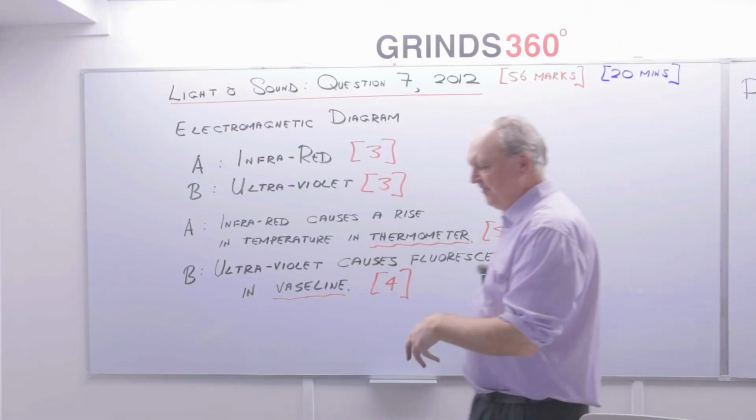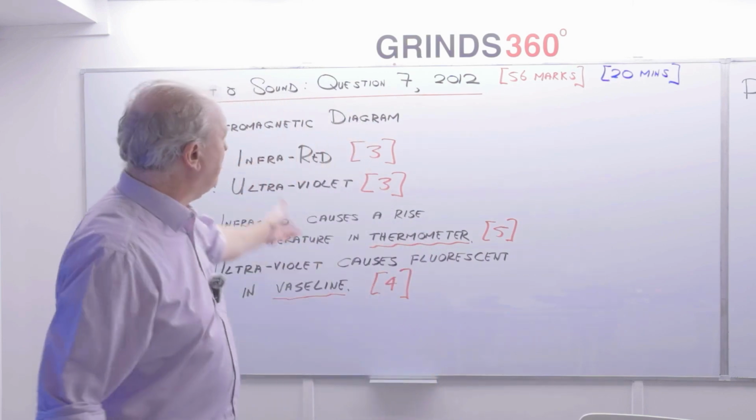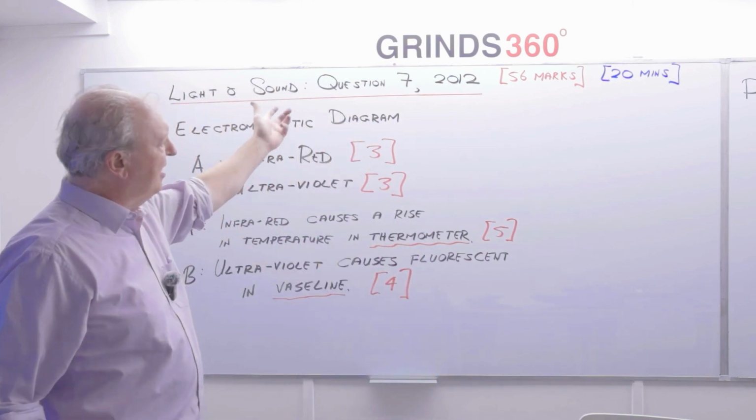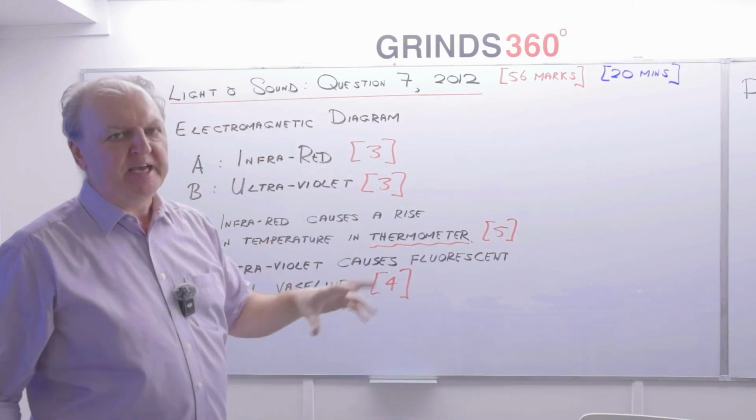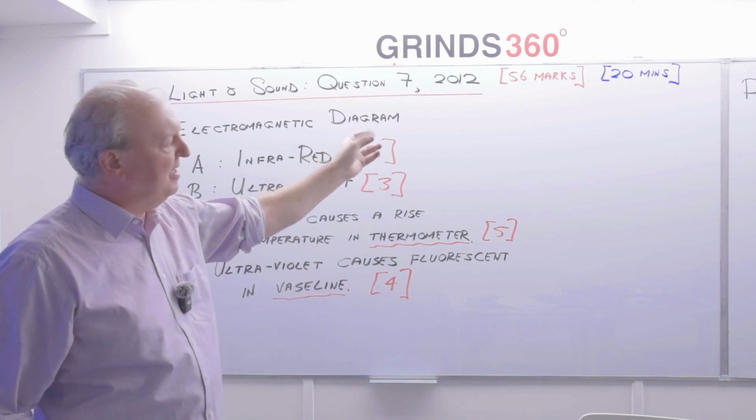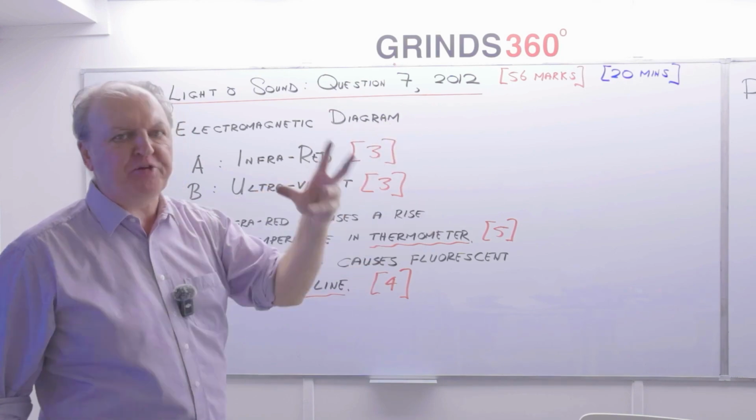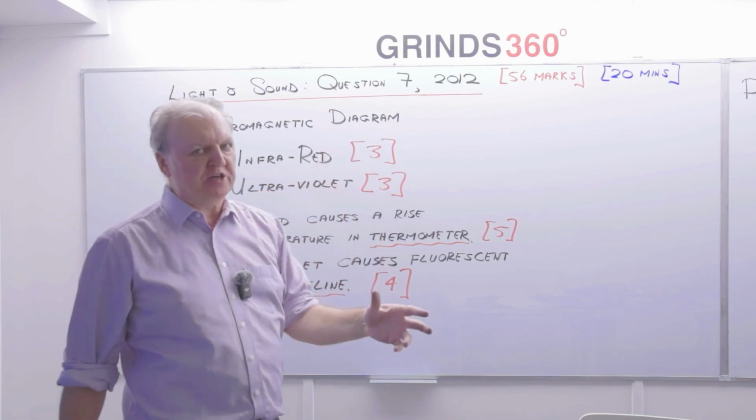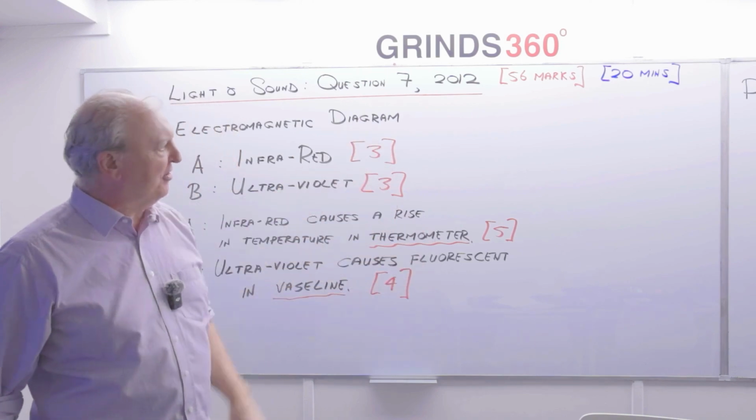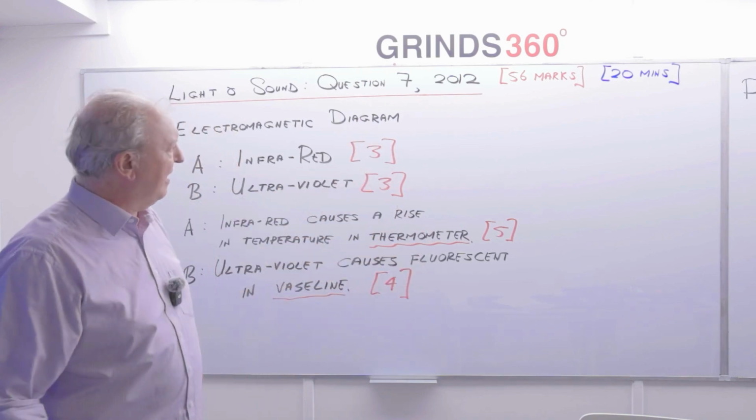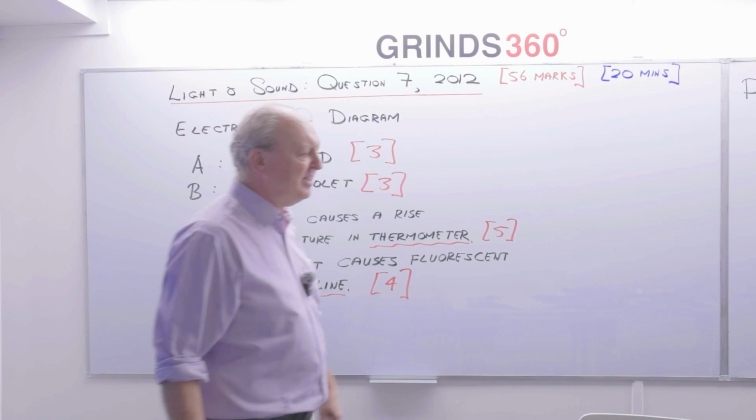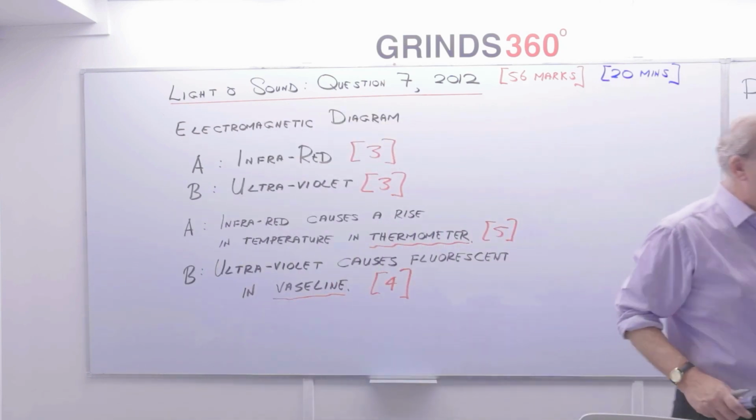So the question I'm looking at from Light and Sound from the Leaving Cert is question number 7 from the year 2012. It's a full 56-mark question, and you'll get 20 minutes max to do it. But this question is actually very short, so you'll probably get it done in a lot less time than 20 minutes. So let's have a look at the question in our notes.